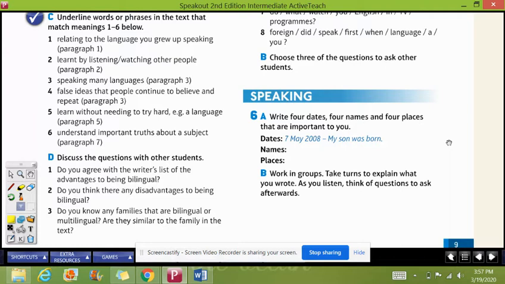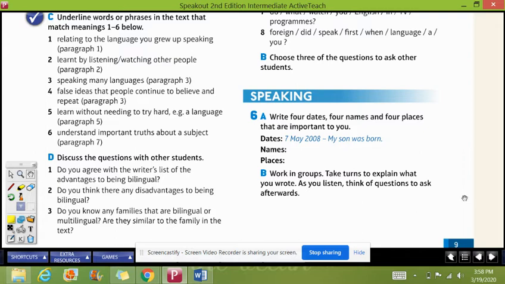Don't forget that in English, we usually use this form backwards. You would say on May 7th, the month would go first and your date would be next. So on May 7th, 2008, my son was born. Names, you would write the name of your son, and place, tell me where. He was born in Fairfax County in Virginia. This is just a random example.